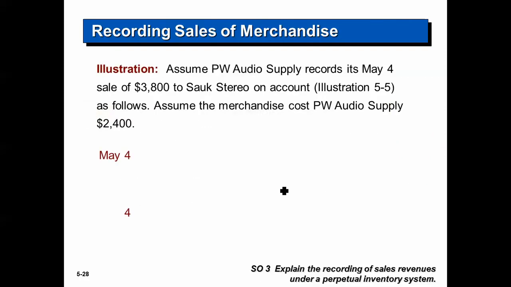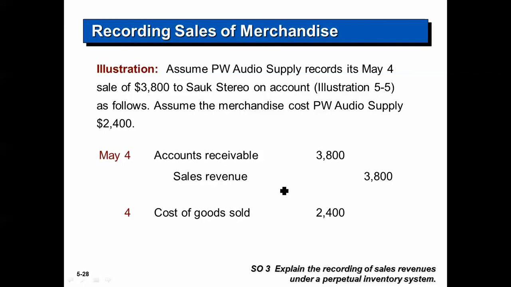Let's assume Supply records its May 4th sale of 3,800 to Silk Stereo on account. Assume the merchandise that they sold for 3,800 cost them 2,400. So first of all, the sales: accounts receivable, debit 3,800, credit sales 3,800. Now take it out of inventory and recognize the cost of goods sold. So debit the cost of goods sold for what we paid for that item that we sold, 2,400, and take it out of inventory.